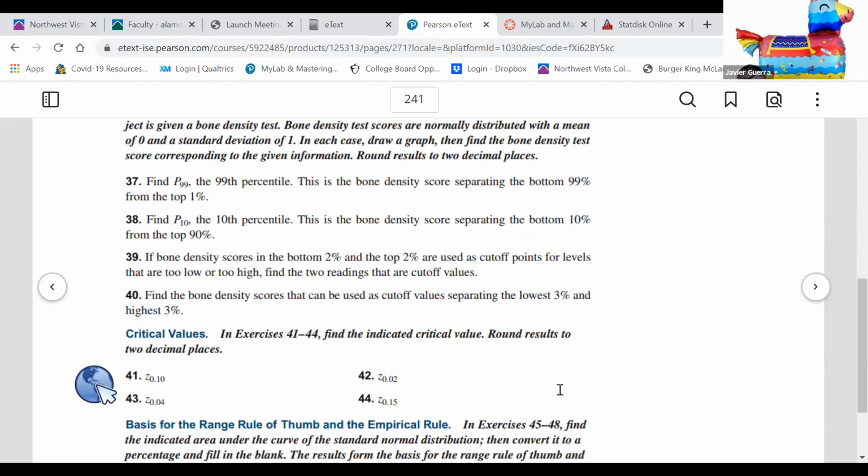Oh no, I dropped the paper. Son of a biscuit. All right. So let's do 37.